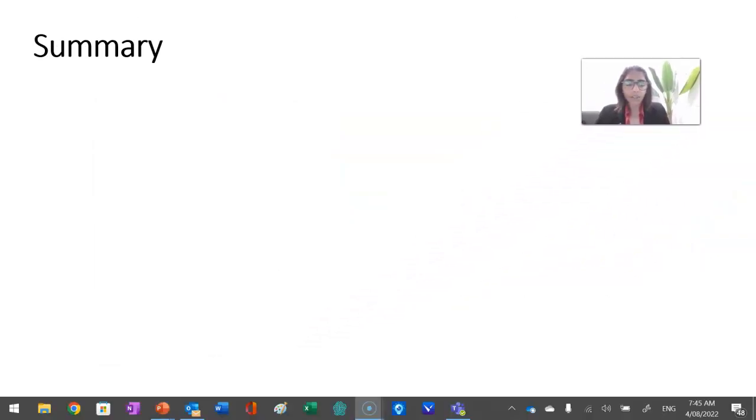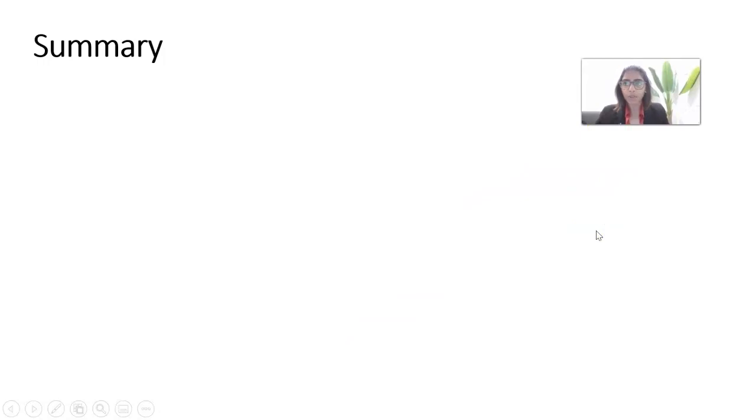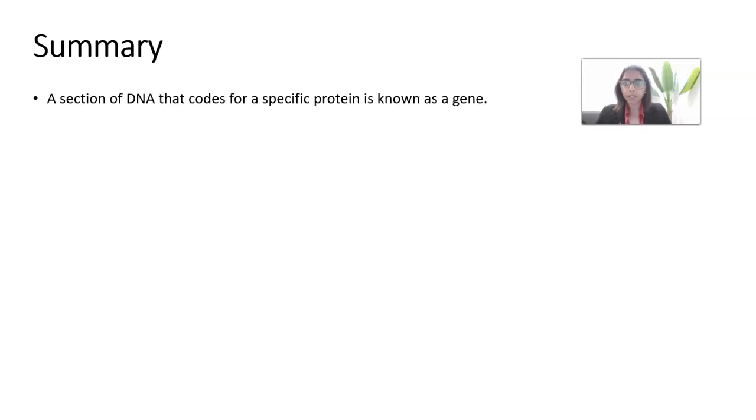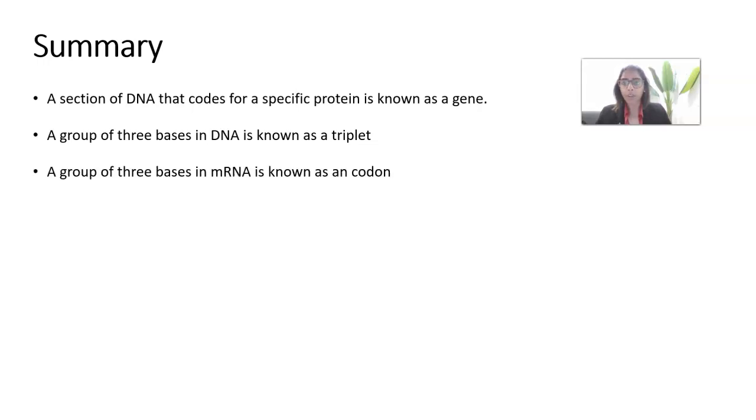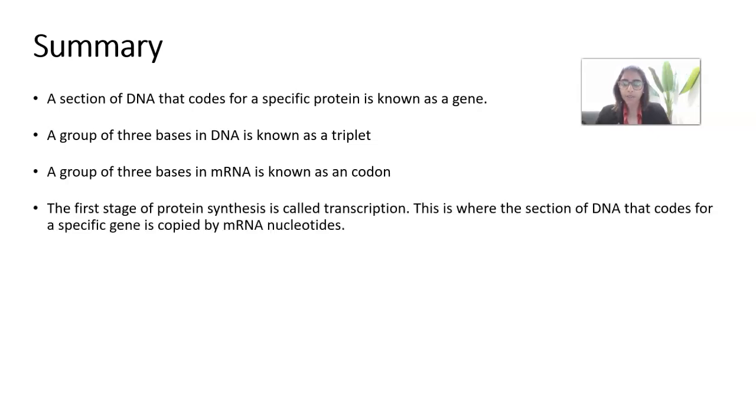Okay, so now that you've completed your own summary of transcription, let's review what we've learned so far. First of all, we know that DNA codes for specific protein sequences, and those specific codes are known as genes. We know that a group of 3 bases in DNA is known as a triplet, while a group of 3 bases in mRNA is known as a codon. The first stage of protein synthesis is known as transcription, and this is where the gene sequence from DNA is copied by mRNA.